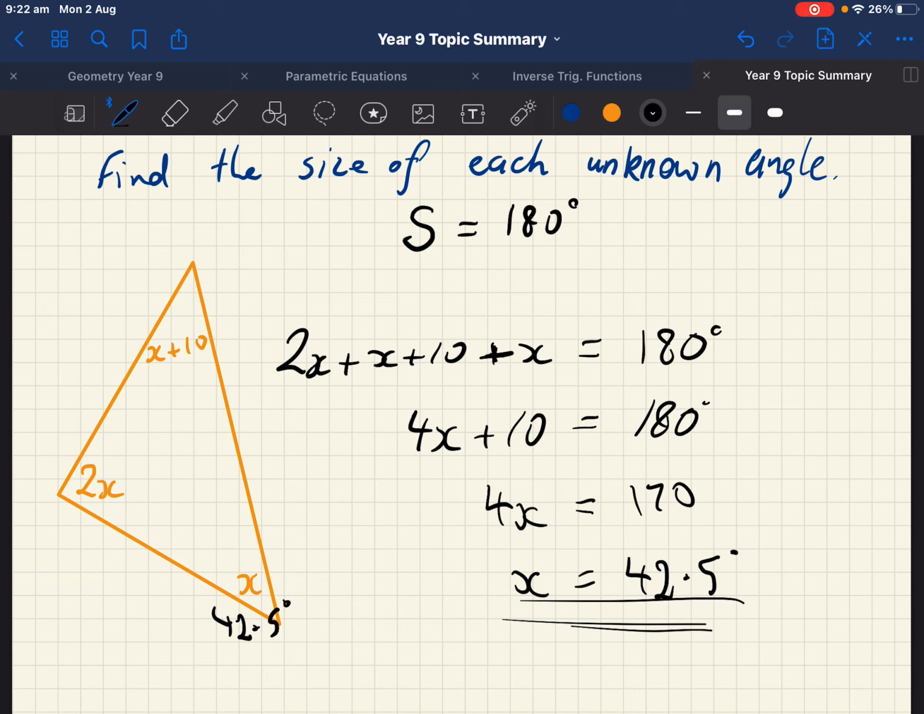The next missing angle was 2 lots of x. So in this case, 2 lots of 42.5. You're going to have 85 degrees for that missing angle. And the top one was x plus 10. So 42.5 plus 10. That angle was 52.5 degrees in total.